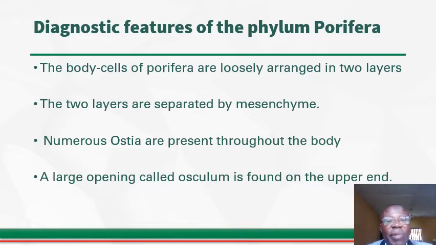And we have numerous ostia, which we refer to as the pores, and they are found all over the body of the Porifera. There is a large opening, and this large opening is called osculum. It is found on the upper end of the Porifera or sponges.